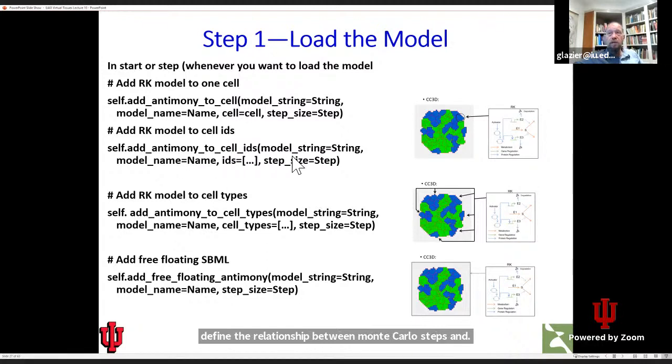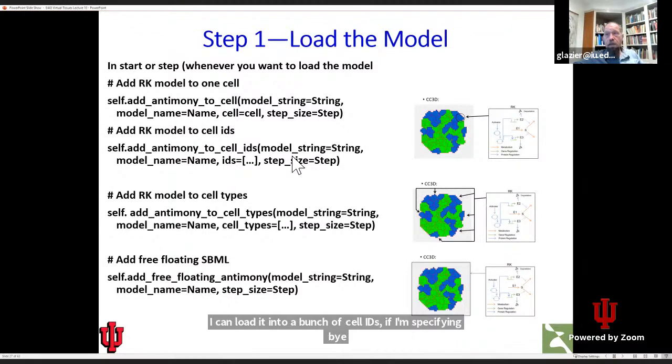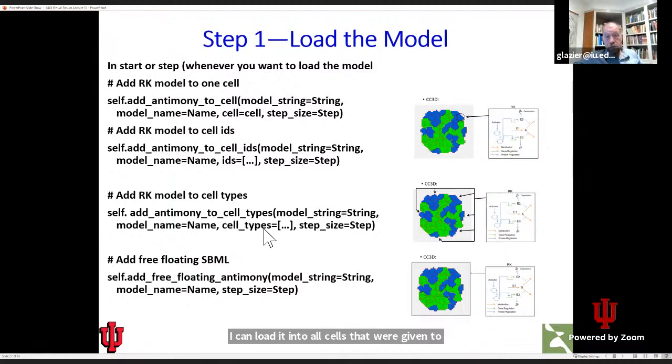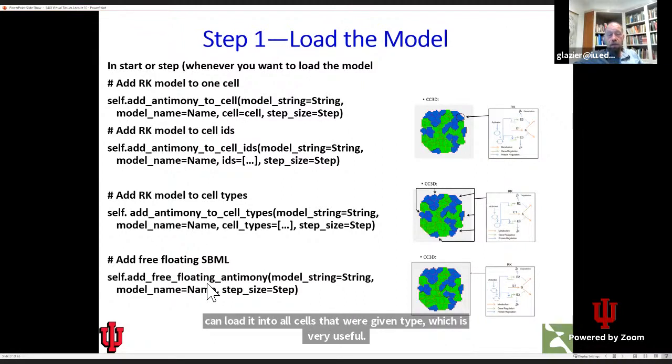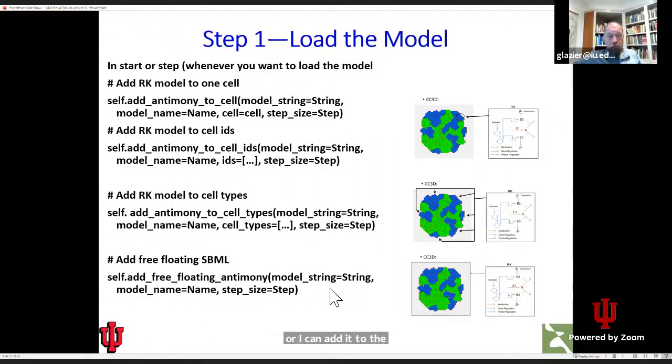I can load it into a bunch of cell IDs if I'm specifying by ID. I can load it into all cells of a given type, which is very useful. Or I can add it to the model as a whole, called the free-floating model. And so those are my options.